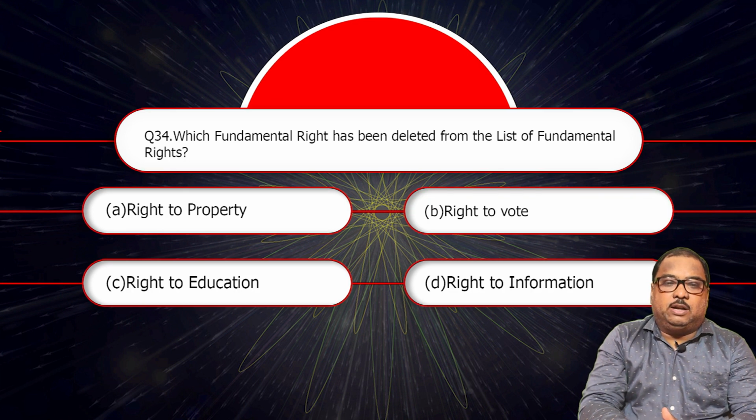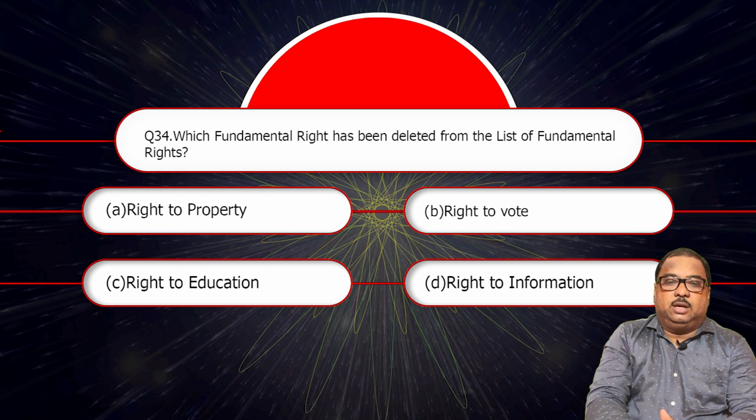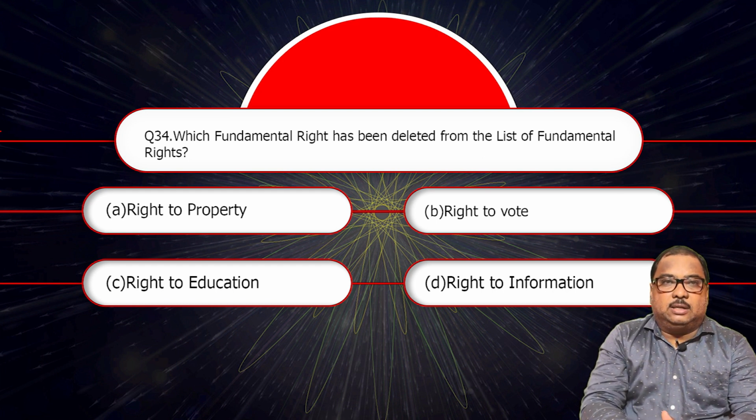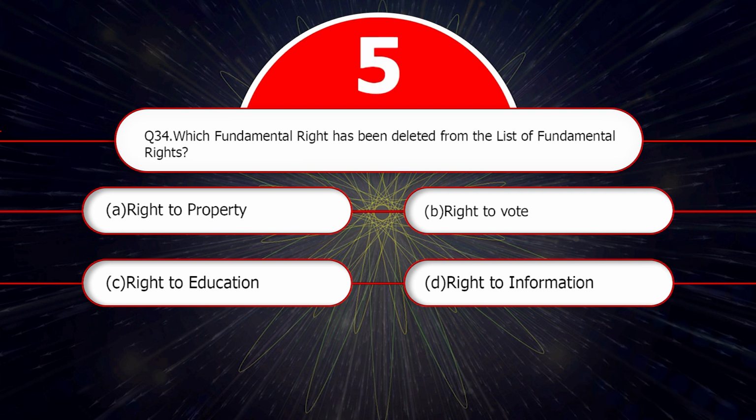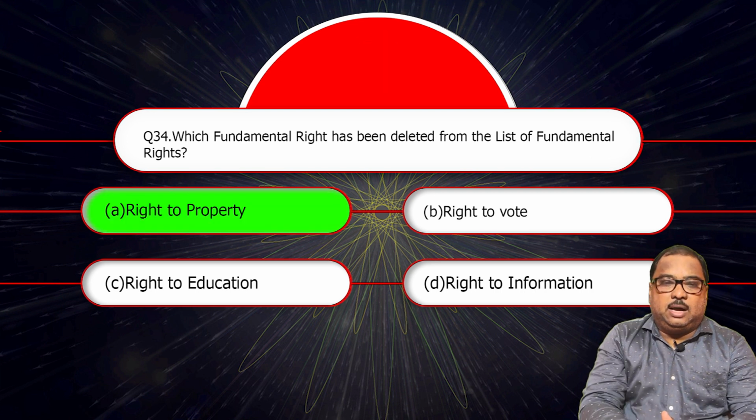Next question. Which fundamental right has been deleted from the list of fundamental rights? Option A right to property, option B right to vote, option C right to education, option D right to information, and your correct answer will be after the time. Your time starts now. The correct answer is option A right to property. It was in Article 31, which was later on deleted from the list of fundamental rights and has been inserted as a legal right in Article 300A.